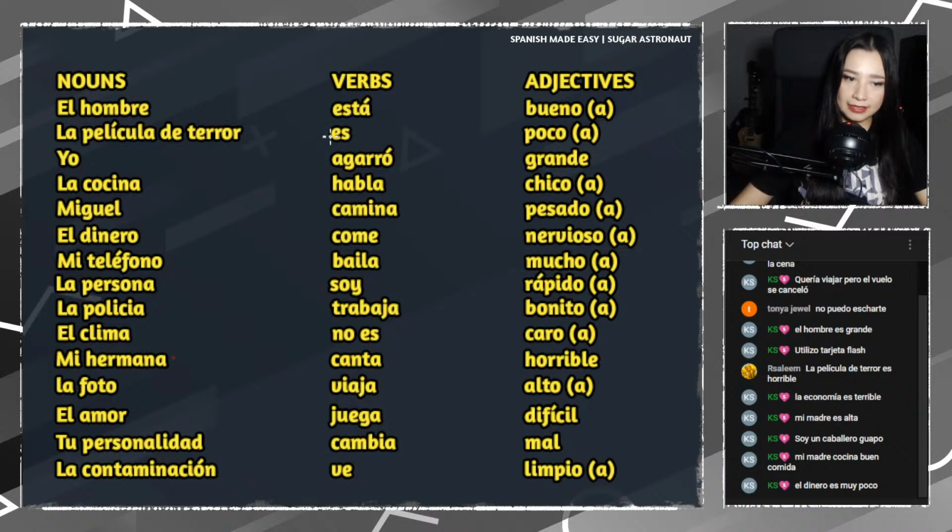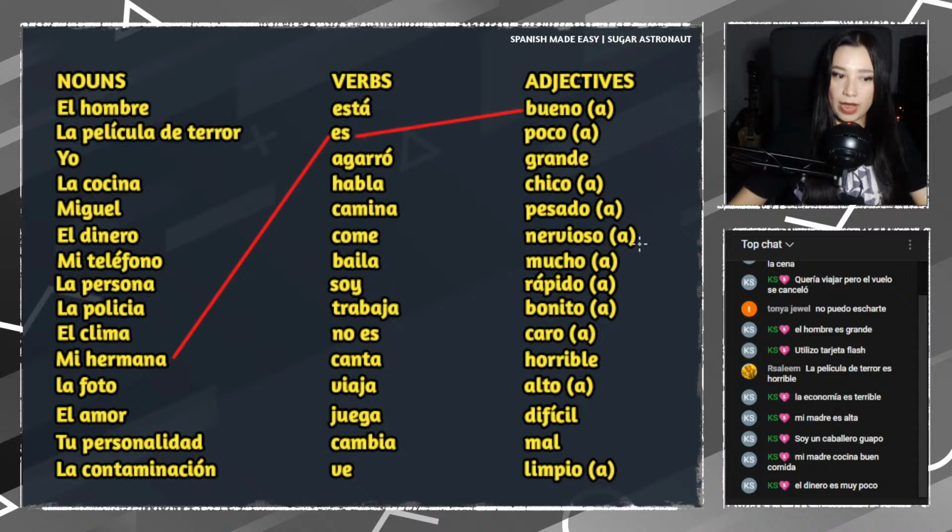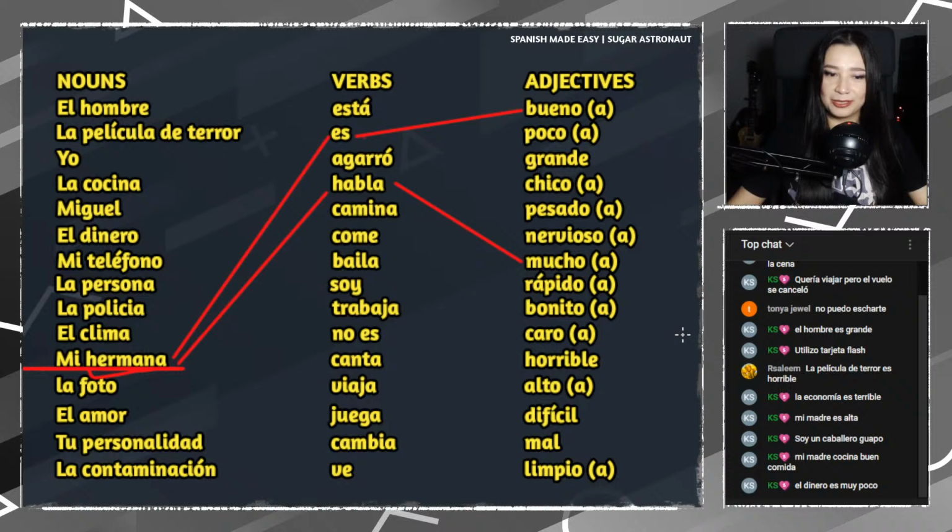Okay, the next one is mi hermana. Mi hermana es buena. My sister is good. Buena, because we're talking about a female or a feminine noun. La hermana. My sister, mi hermana. Okay? Also, you could say, mi hermana habla mucho. My sister talks too much. Or habla rápido, talks too fast. Okay? So, yeah, that's good.